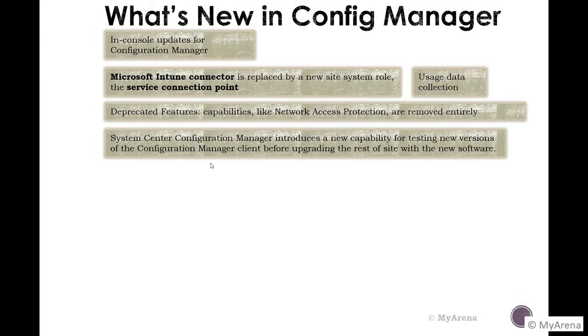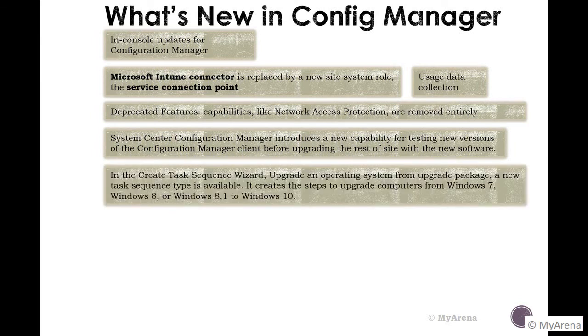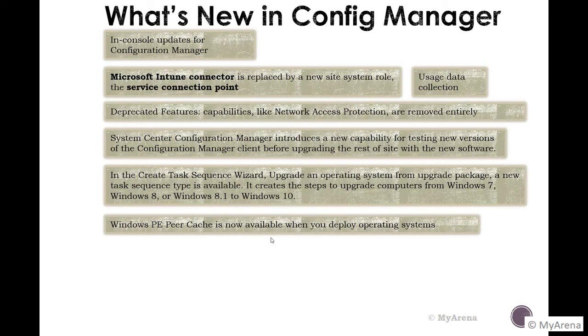There are a lot of good things in the task sequence wizard. It creates the steps to upgrade the computer from Windows 7. So in-place upgrade is now seamless in the true sense. Windows PE peer cache is a very useful feature introduced.